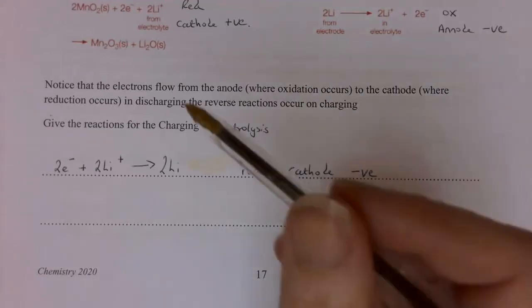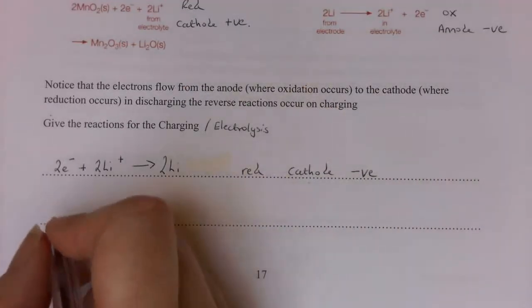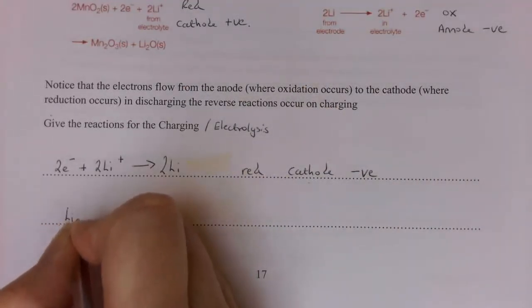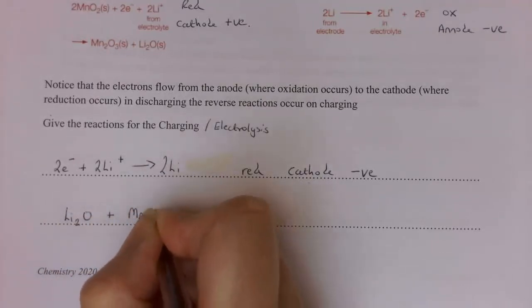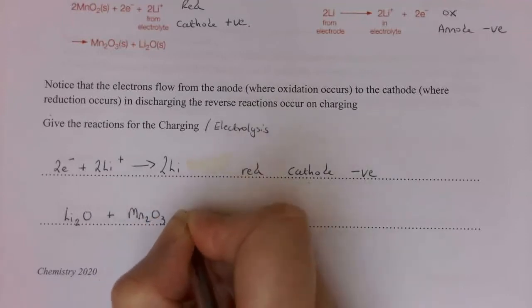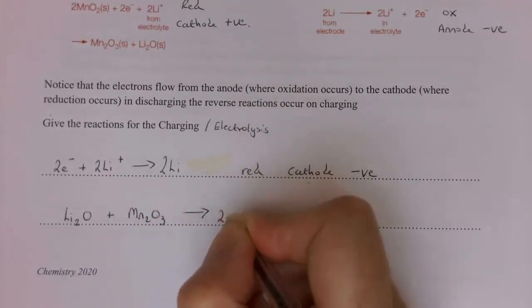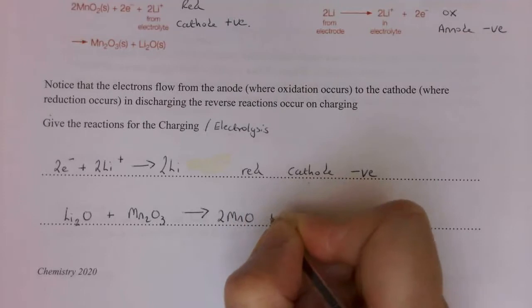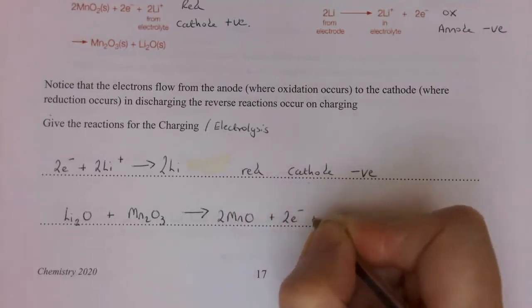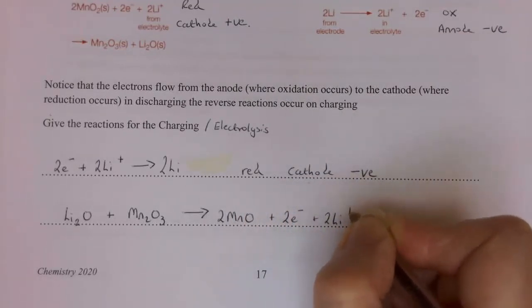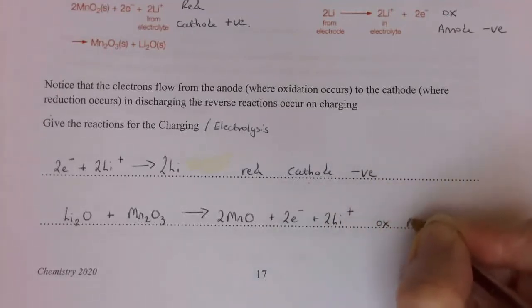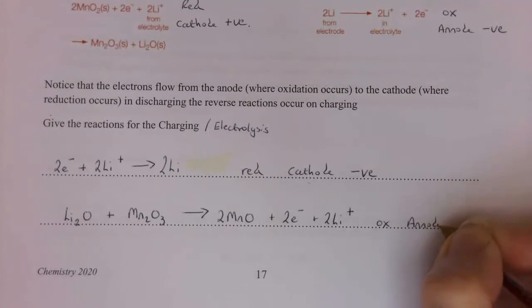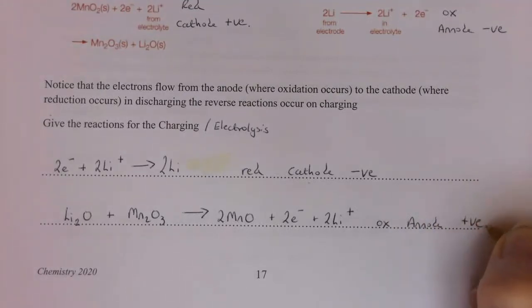Obviously, on the other side, we've basically got the same reaction as we had before, only we are reversing it. So I have my lithium oxide and my Mn2O3, and that is going to my 2MnO plus my 2 electrons plus my 2 Li positives. So that is my oxidation reaction. That will always occur at the anode, and in this case, my anode is my positive electrode.